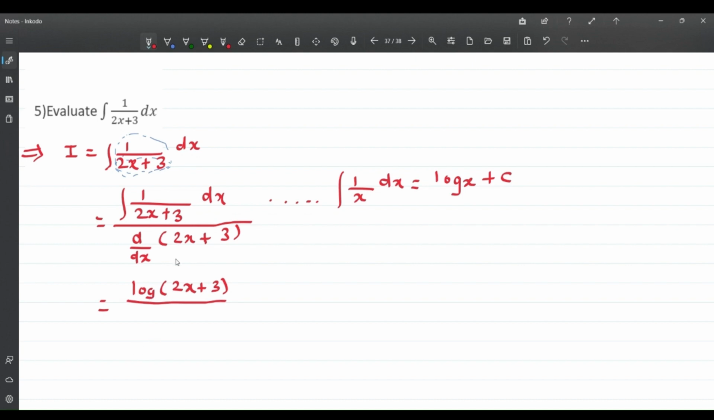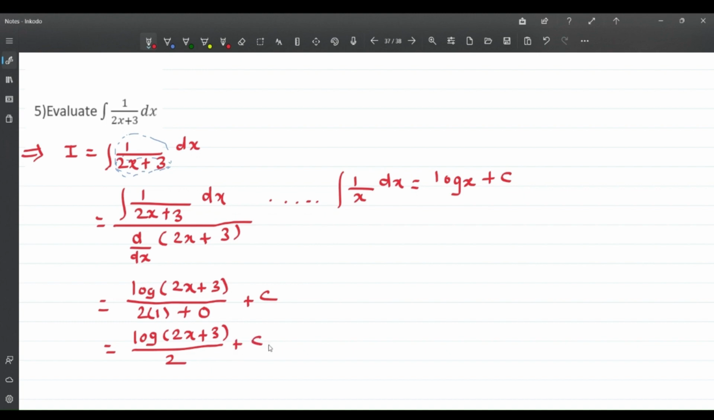Now, see here, 2 is constant and derivative of x with respect to x is 1. Plus 3. 3 is only constant. There is no x in this term. Therefore, derivative of 3 will be 0. And plus c. So our answer will be log 2x plus 3 divided by 2 plus c.